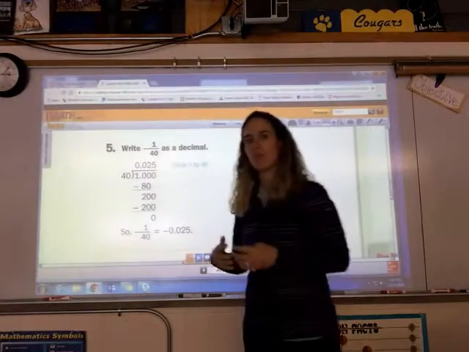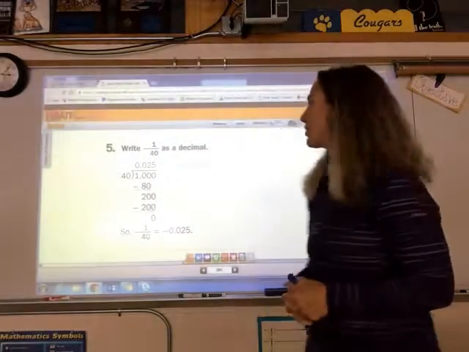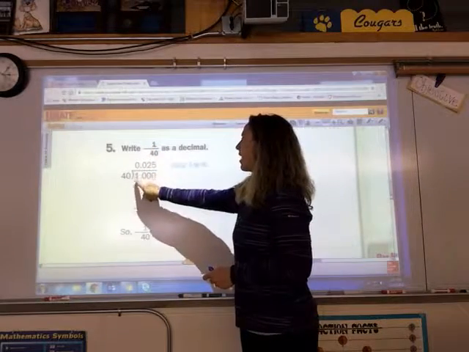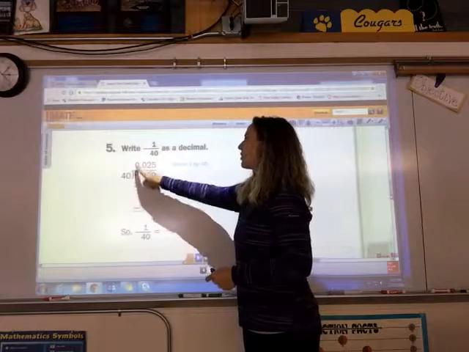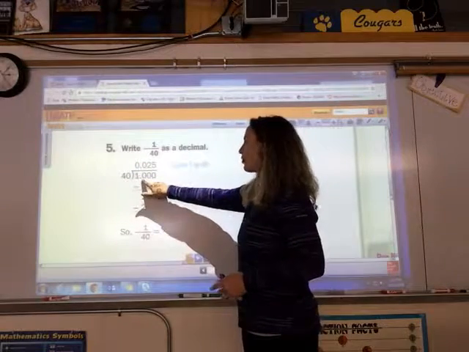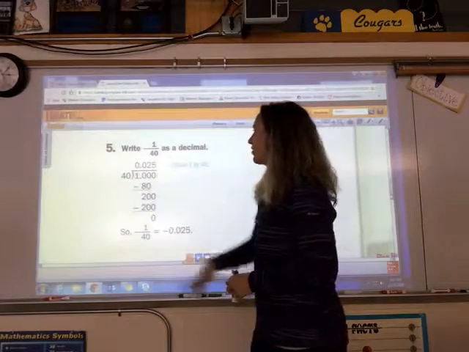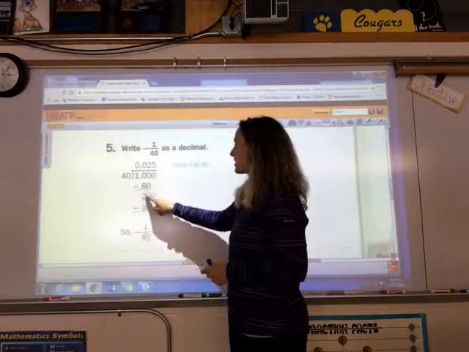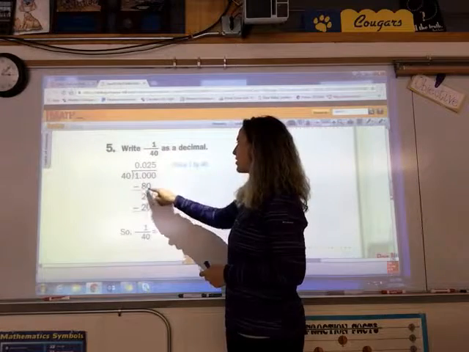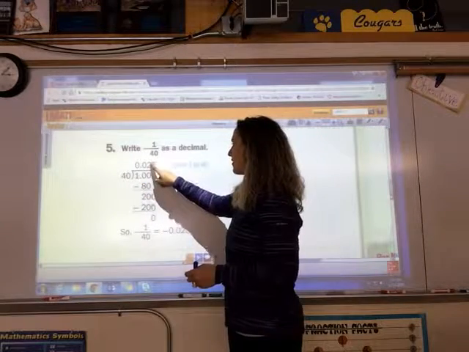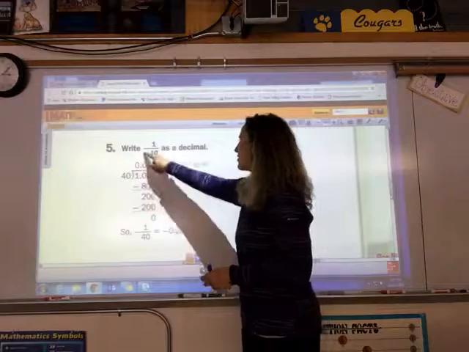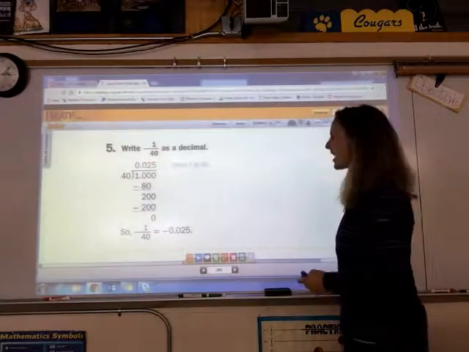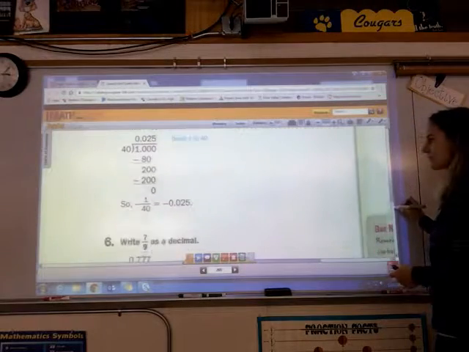-1/40, again, I can't take 40 times something to get 100, so what I'm going to do is I'm actually going to divide this out. So 1 divided by 40, place your decimal point. 40 does not go into 1, so I've put a 0. 40 won't go into 10, so I'm putting a 0 up there. 40 will go into 100 twice. 40 times 2 is 80. I subtract, I have 20 left, bring down my 0. 40 will go into 200 5 times, and it works out. So -1/40 as a fraction is going to be the same as -25 thousandths as a decimal.